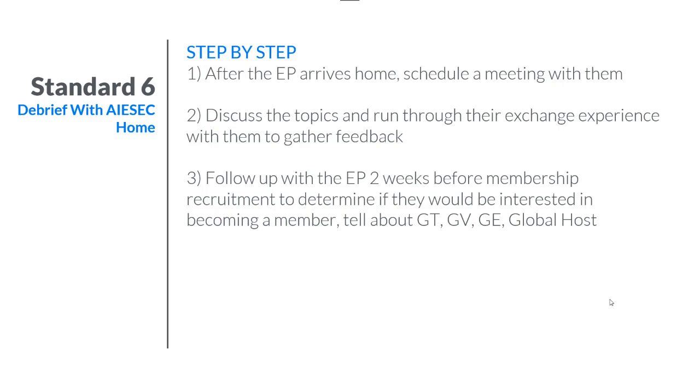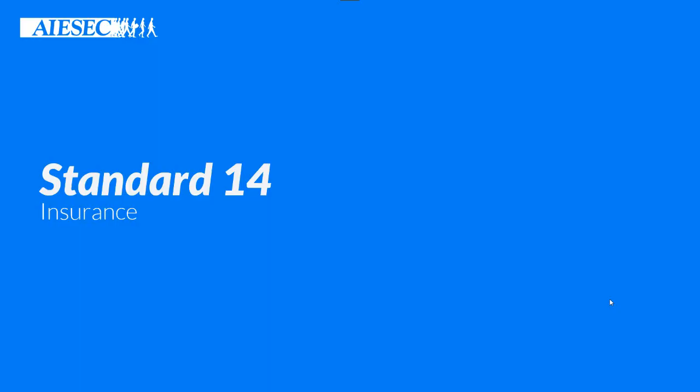So what you need to do in order to make sure that the debrief is happening: after the EP arrives home, schedule a meeting with the person. Discuss the topics and run through the exchange experience with them to gather the feedback, and follow up with the EP 2 weeks before membership recruitment to determine if they would be interested in becoming a member. Tell them again about GTGB, GE opportunities and the global host opportunity in order to upsell our products.